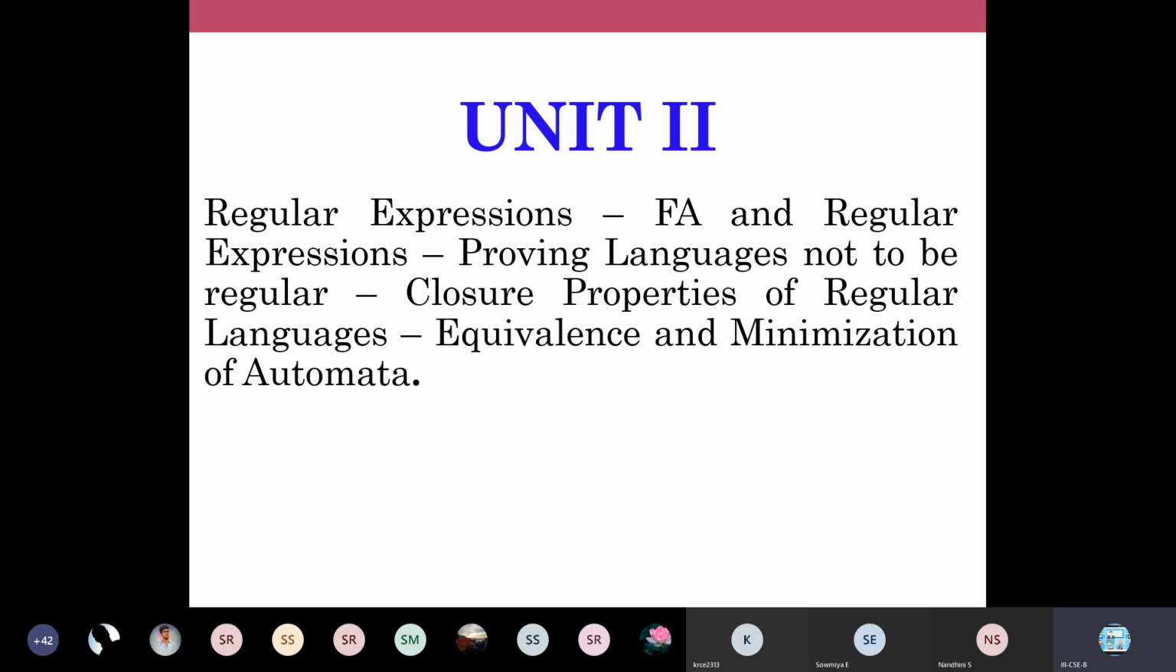Then we'll see what is the relation between finite automata and regular expressions. And we'll see that there are certain languages which are not regular. This is one more topic where we prove that certain languages are not regular, and we'll discuss closure properties of regular languages and equivalence and minimization of automata. These are the main topics we are going to cover in our second unit.